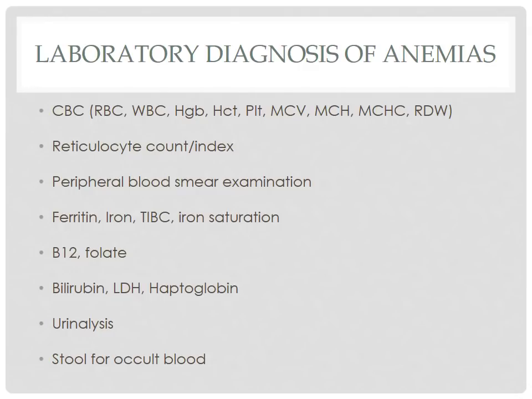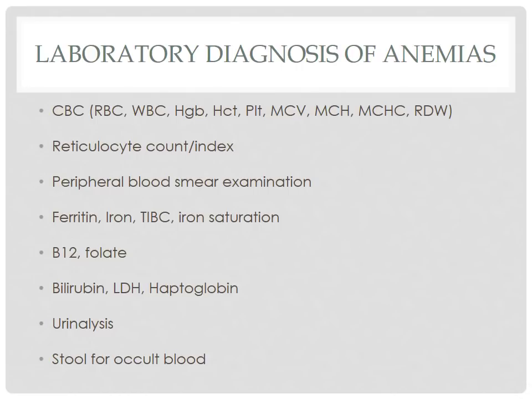A peripheral smear is helpful in giving you a qualitative analysis of the blood. And then there are some other tests that you would possibly order depending on your other results on your CBC, reticulocyte count, or peripheral smear, and these are listed below. So the iron studies, which are the ferritin, iron, total iron binding capacity, and the iron saturation. Another option would be your B12 and folate. Also, if you're worried about hemolysis, then you will order a bilirubin, LDH, and haptoglobin.